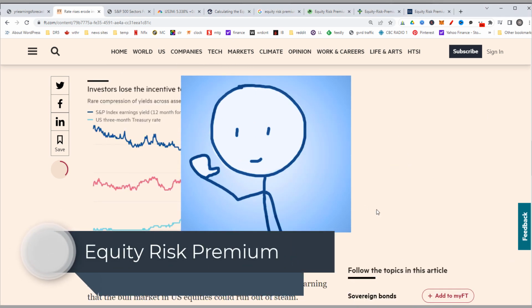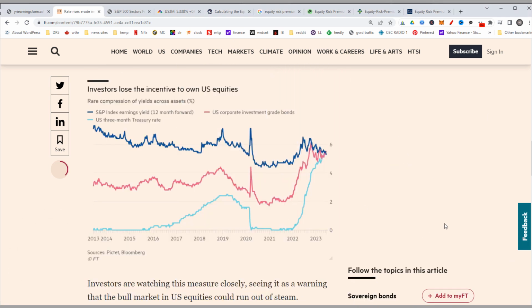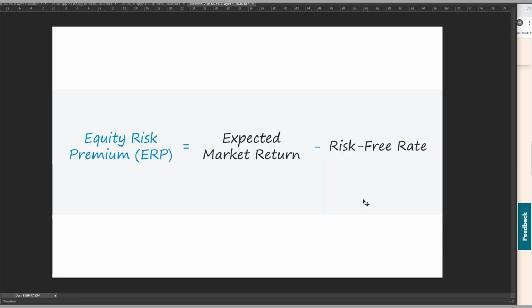Let's talk about the equity risk premium, what it is, and what it can tell us about the stock market's valuation. The risk premium is simply the difference between what the stock market is expected to return and the risk-free rate, or the government bond yield. Now, generally, you would expect the stock market to return higher than the risk-free rate. So the reason why this risk premium exists is because investors have to be compensated with more potential returns due to the risk that they're taking with the stock market, since that is typically more volatile than just holding a bond, especially if you hold it to maturity.